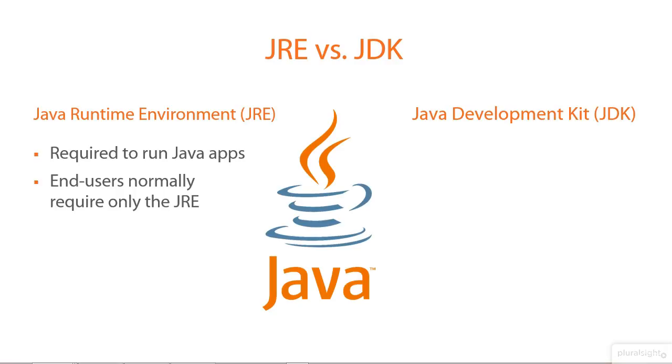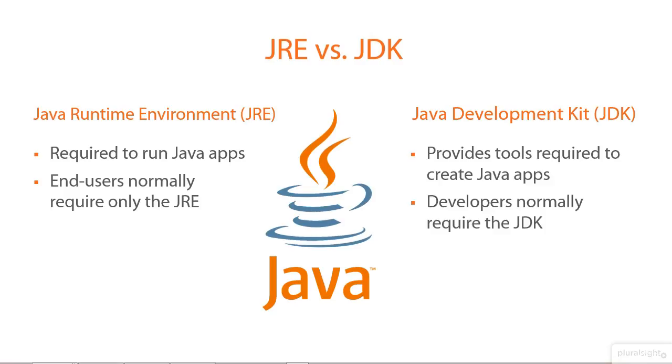And end users normally install the JRE, right? They're the ones who are going to run our apps. The JDK provides the tools that we need to create Java apps. So normally, developers are the ones who install the JDK on their machines. And in order to develop apps, you need to run them, so the JDK installation includes a JRE.